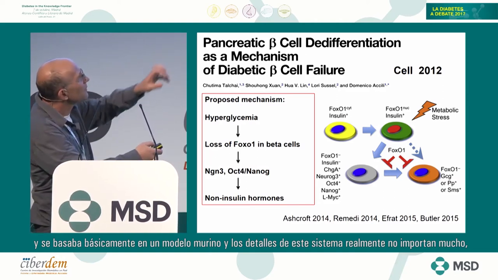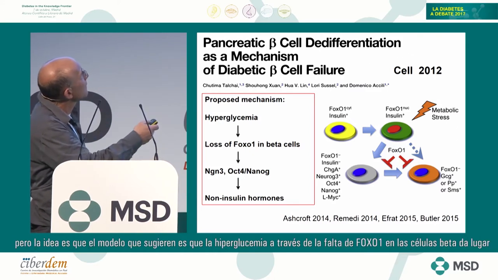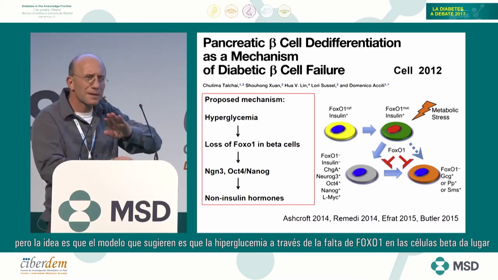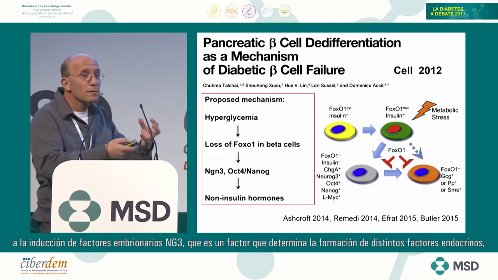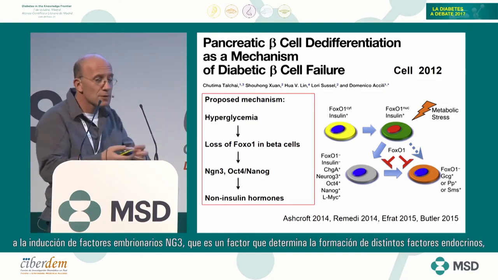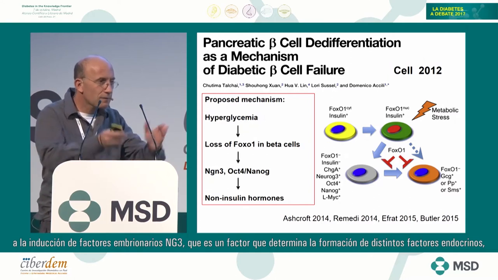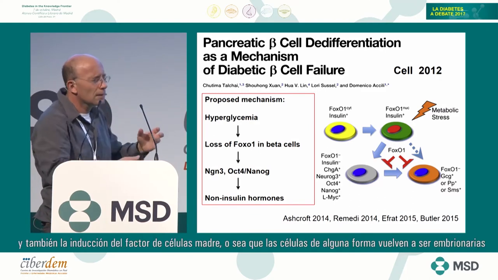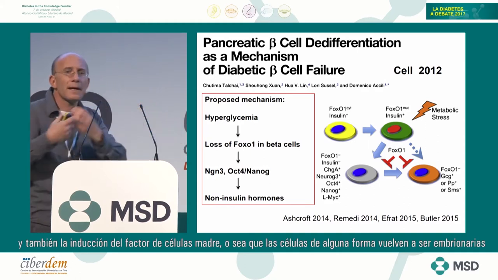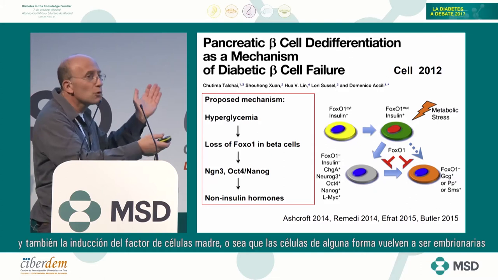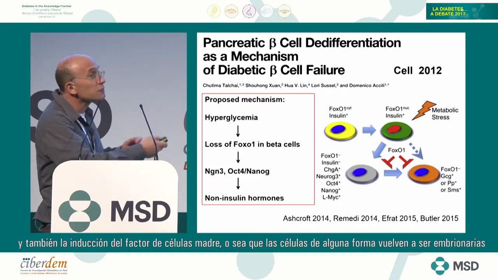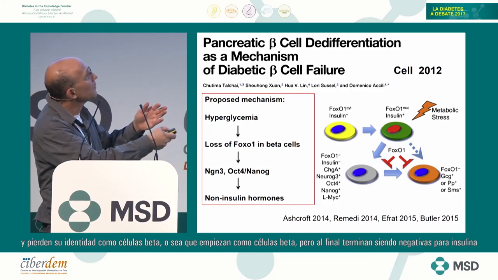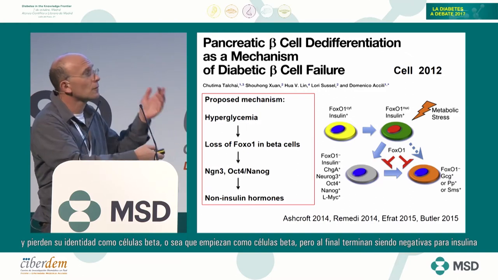The details of this particular system don't matter so much, but the model they suggested was that hyperglycemia, via loss of FOXO1, a transcription factor in beta cells, leads to induction of embryonic factors, both neurogenin 3, which is a transcription factor in embryonic life determining the formation of different endocrine cell types, plus, even more provocatively, induction of embryonic stem cell factors. Cells go back in time, become embryonic, and then lose their beta cell identity and even gain the expression of non-insulin hormones. So starting from a beta cell, they eventually end up negative for insulin and positive for other hormones like somatostatin and glucagon.